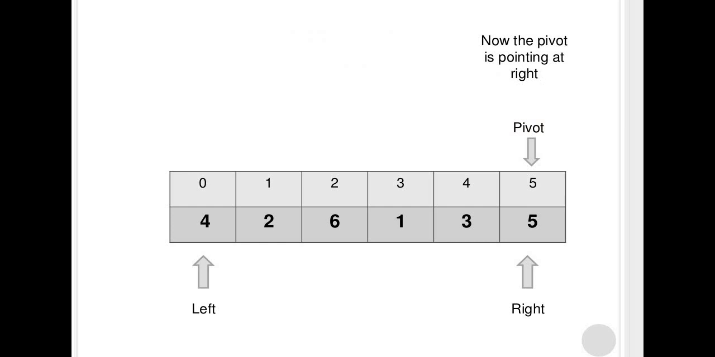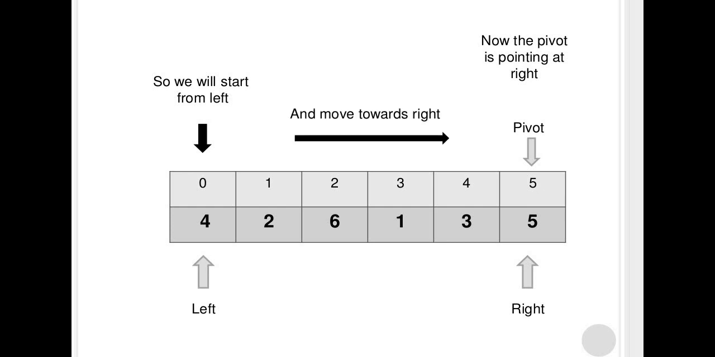Now the pivot is pointing at the right position, right? Because it was in the beginning at the first position, now it is at the last position. So we will start comparison from the left side and move towards the right position.